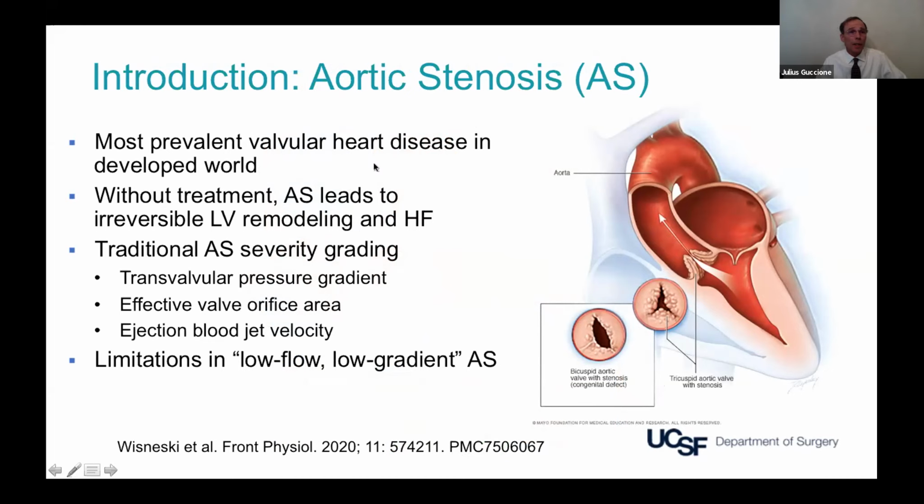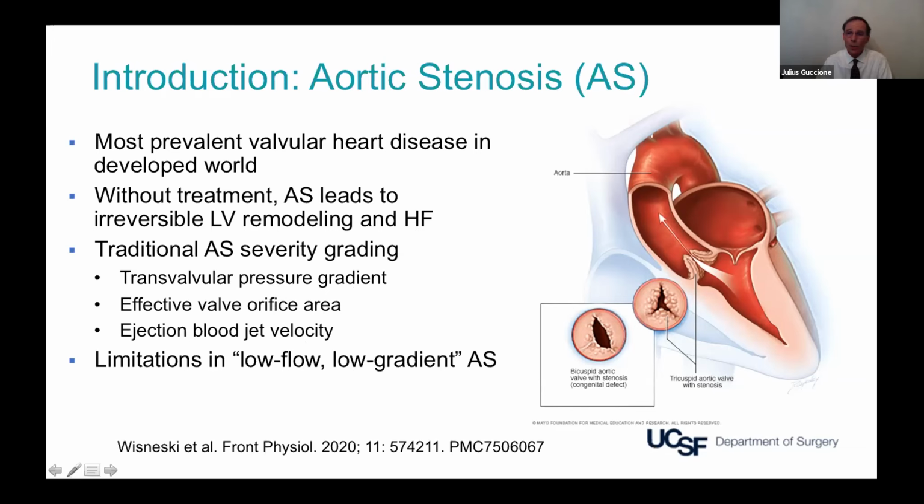Aortic stenosis is a prevalent valvular heart disease, and if it's not treated, again, you could end up with heart failure. The severity of aortic stenosis is assessed clinically in 3 ways right now: transvalvular pressure gradient, effective valve orifice area, and ejection blood jet velocity. So really focusing on the aortic valve. But in the case of low flow, low gradient aortic stenosis, this type of grading has limitations.